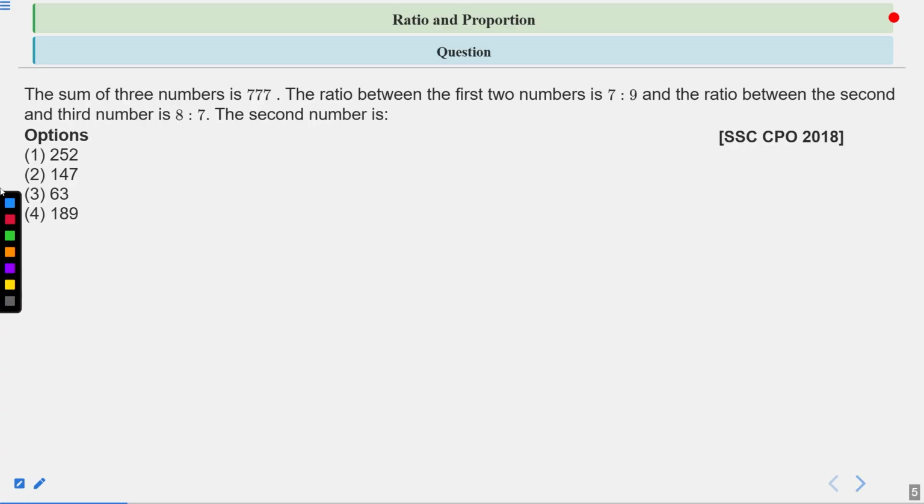The sum of three numbers is 777. The ratio between the first two numbers is 7:9 and the ratio between the second and third number is 8:7. The second number is? This question was asked in the SSC CPO exam 2018. There are four options: first is 252, second is 147, third is 63 and fourth is 189. Now you have 10 seconds to analyze the question. Your time starts now.